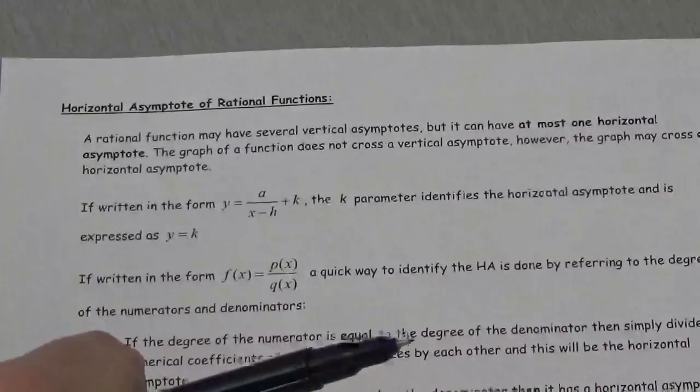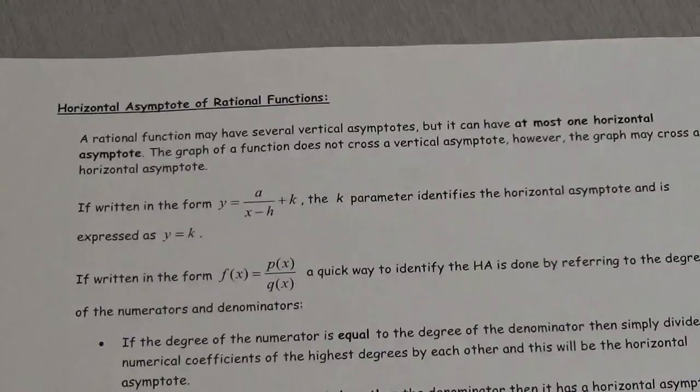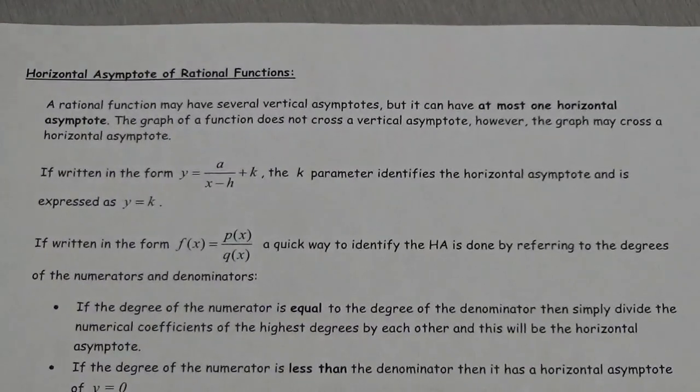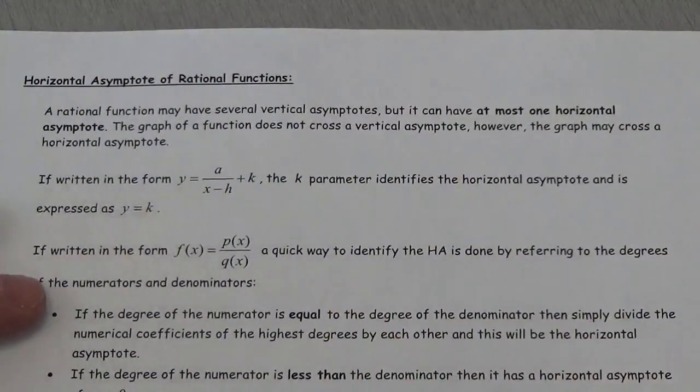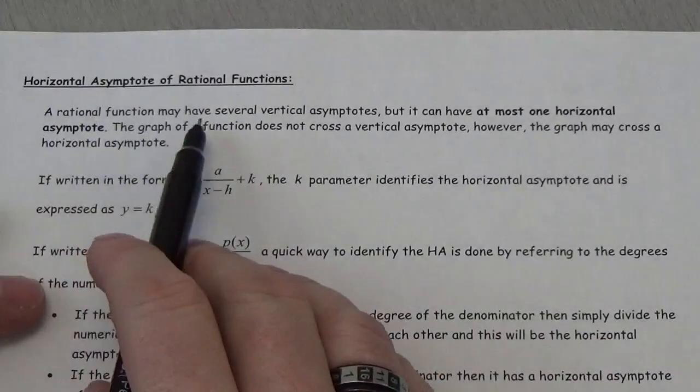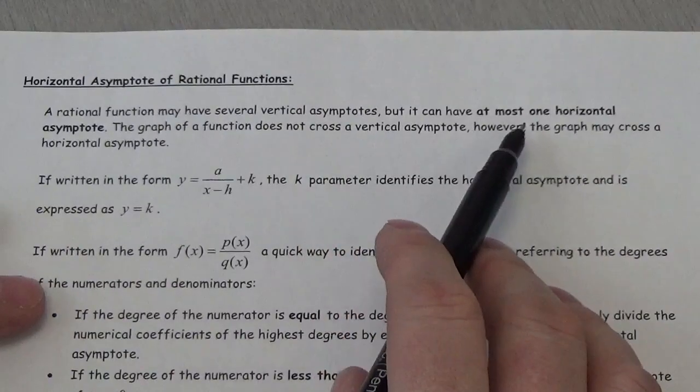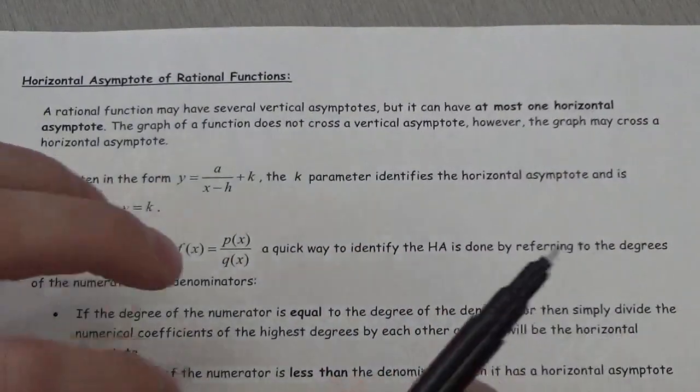Now, let's switch gears and talk about horizontal asymptotes. Horizontal asymptotes are similar to vertical asymptotes in what they are, but they are a bit different here. So a rational function can have several vertical asymptotes, but it can have at most one horizontal asymptote.